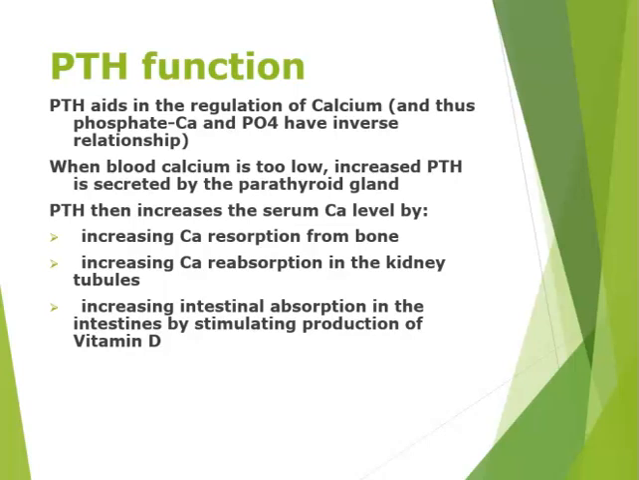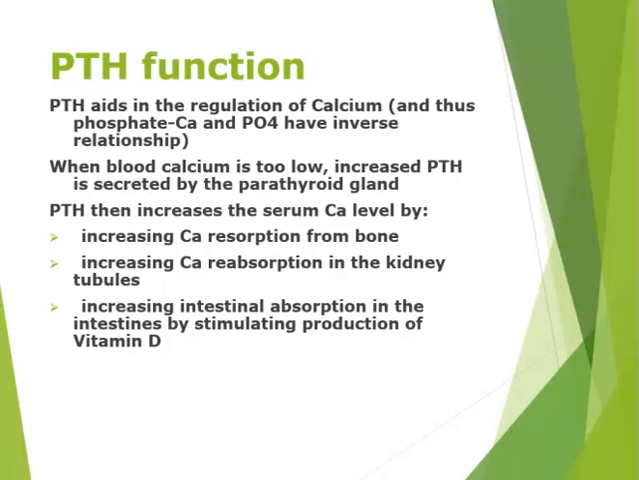Calcium and phosphate help make up the bone matrix. Magnesium is also a component that helps strengthen bones. Think back to our electrolyte unit. When blood calcium is too low, you have an increase in your parathyroid hormone. It's secreted by the parathyroid gland.